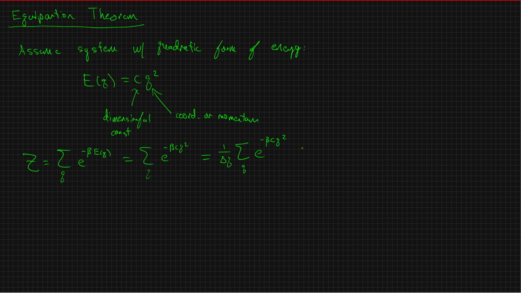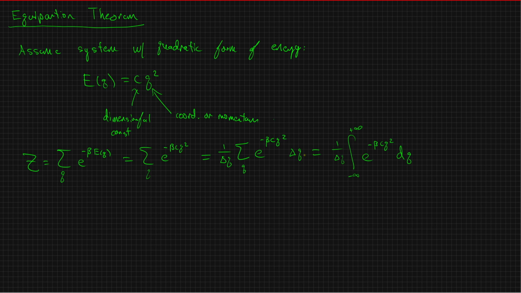So if we do that, we multiply by 1 over delta Q out here, multiply by delta Q in here, so we just multiplied by a factor of 1. Nothing illegal about that. And now, since we're treating the states to be very, very close together, we treat this delta Q as being infinitesimal, so we'll treat it as a differential out here as well. And then we'll integrate basically over all possibilities, e to the minus beta C Q squared dQ.